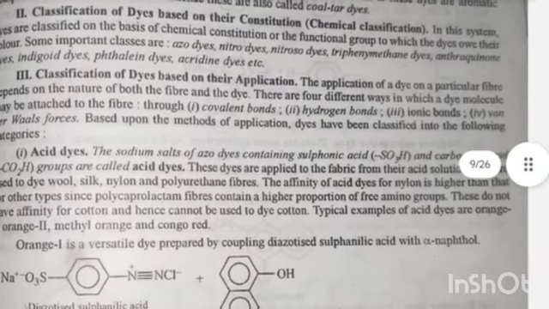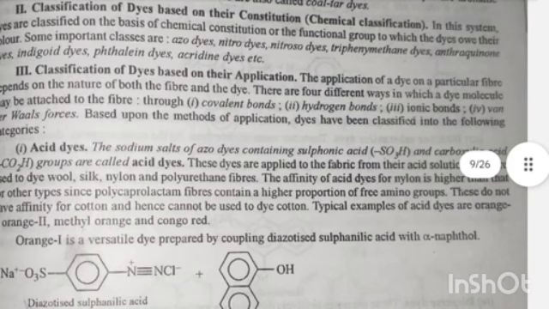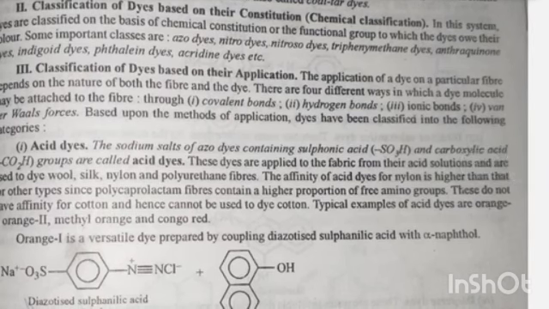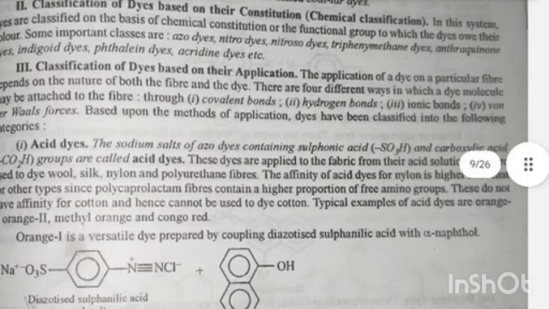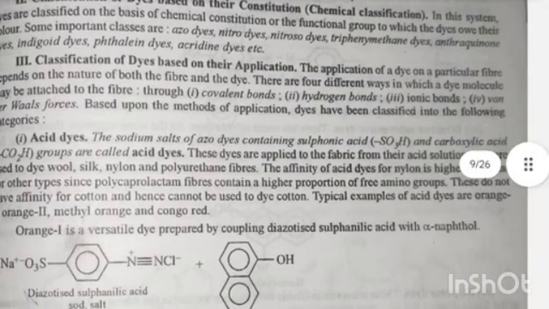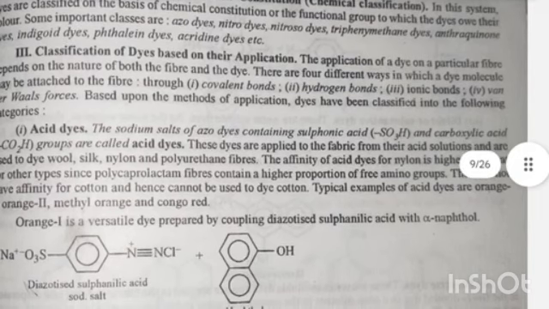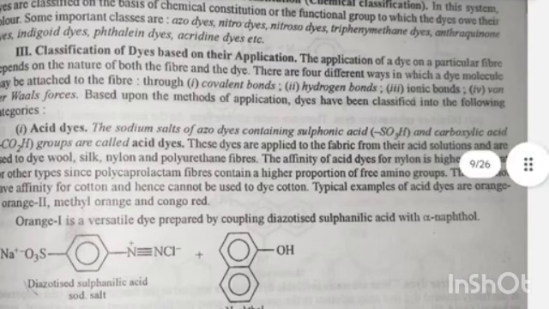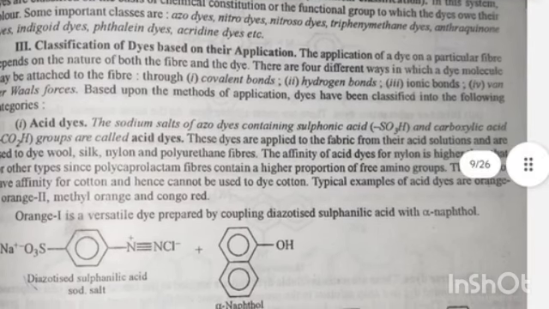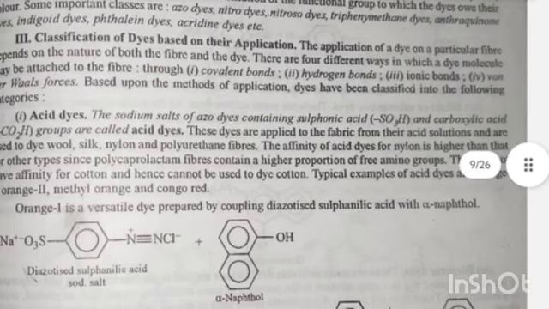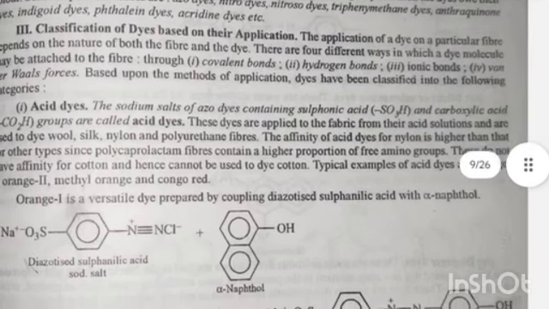Classification of dyes based on their constitution. In this system, dyes are classified on the basis of chemical constitution or the functional group to which the dyes owe their color. Some important classes are azo dyes, nitro dyes, nitroso dyes, triphenyl methane dyes, anthraquinone dyes, indigoid dyes, phthalein dyes, and acridine dyes.